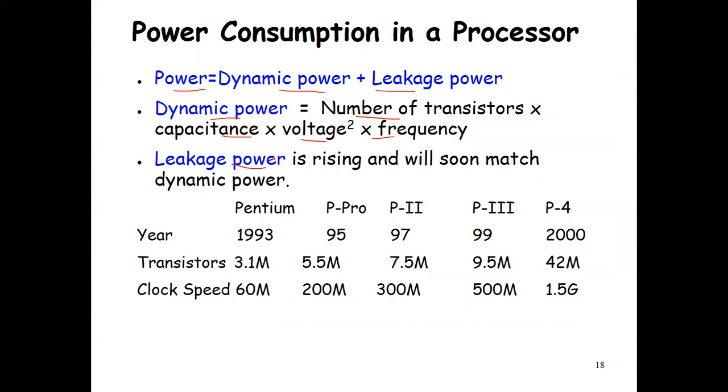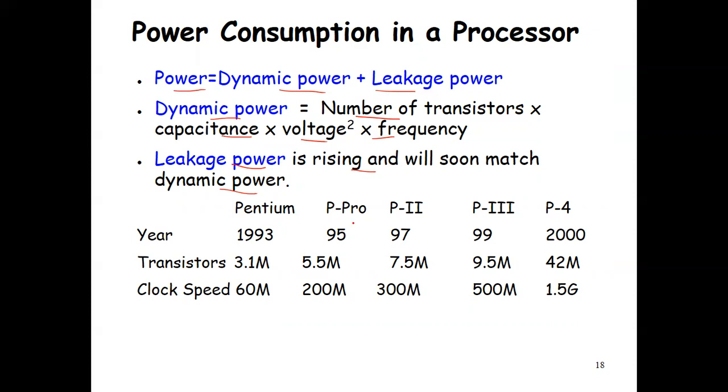Then there is the leakage power. In any circuit there will be some power leakage, and that happens with the microprocessor also. There will be some power leakage, but over a period of time this power leakage is rising, and it will soon match the dynamic power. That is, the leakage power will become close to the dynamic power.